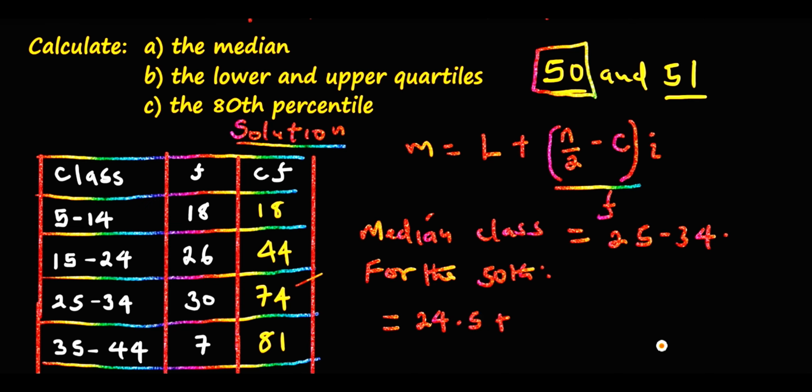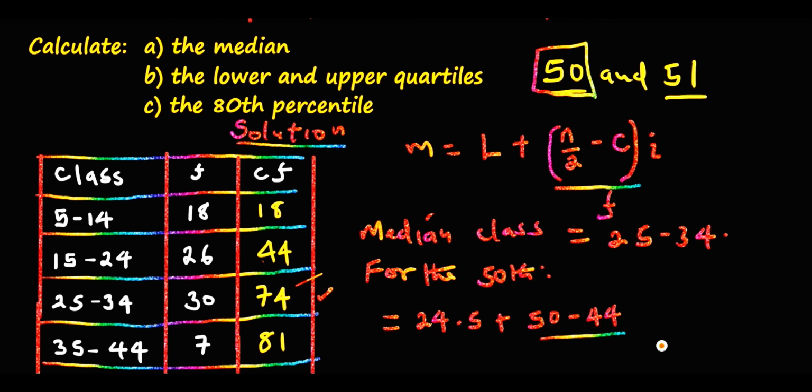Then plus n over 2. So it is the 50th. So we just write 50. Now minus C. C is the cumulative frequency above the median class. So this is the median class. So above it, the cumulative frequency is 44. So we say minus 44.